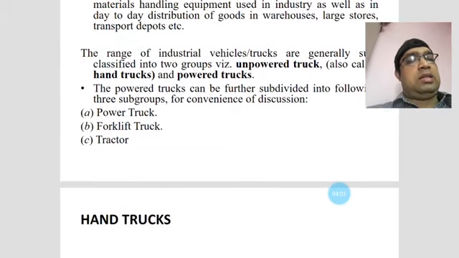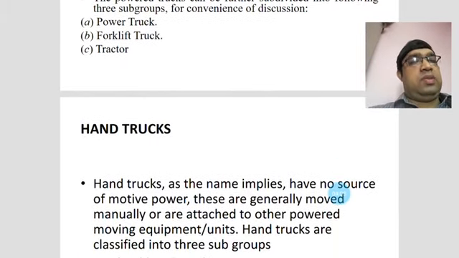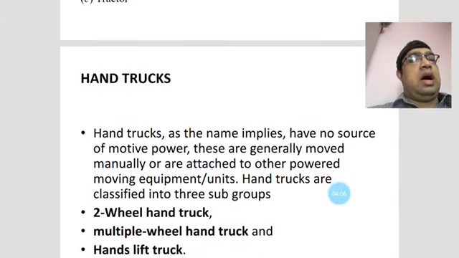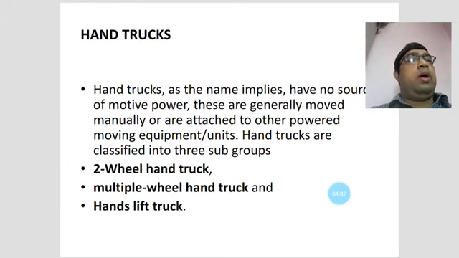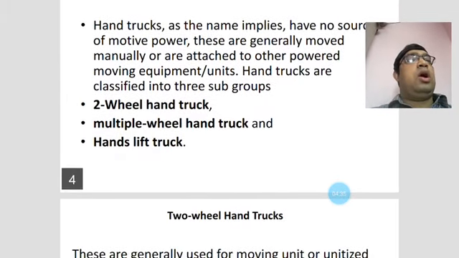Another type is the hand lift truck or hand truck. Hand trucks, as the name implies, have no source of motive power, and they are generally moved manually or are attached to other power-moving equipment units. Hand trucks are classified into three subgroups: two-wheel hand trucks, multiple wheel hand trucks, and hand lift trucks. For the two-wheel hand trucks, we concentrate on the two-wheel industrial vehicles.